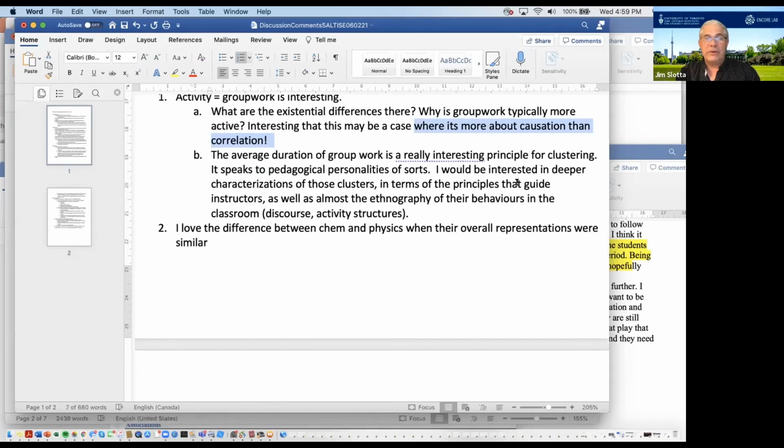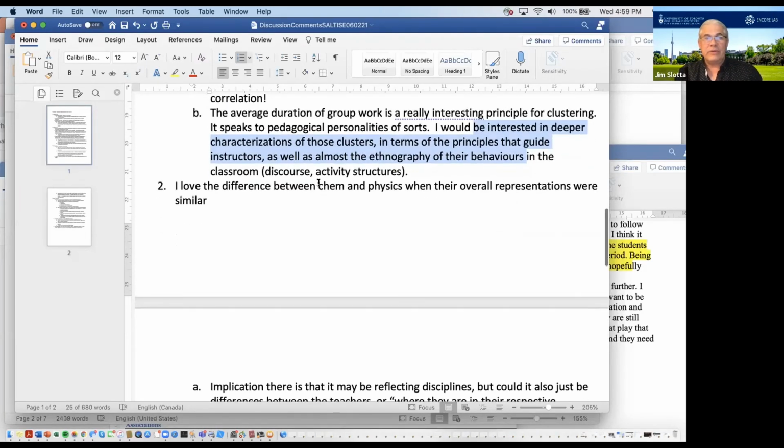And then the average duration of group work, I think, is a great principle for clustering because it does speak to what's being done in that group work and when it is being done. So I'd be interested in a deeper thought about those clusters, including that sequencing. Do the people that use long group work do it toward the end? I love that difference between the chemistry and physics course. The way it comes across in your presentation is like it's a difference between chemistry and physics.